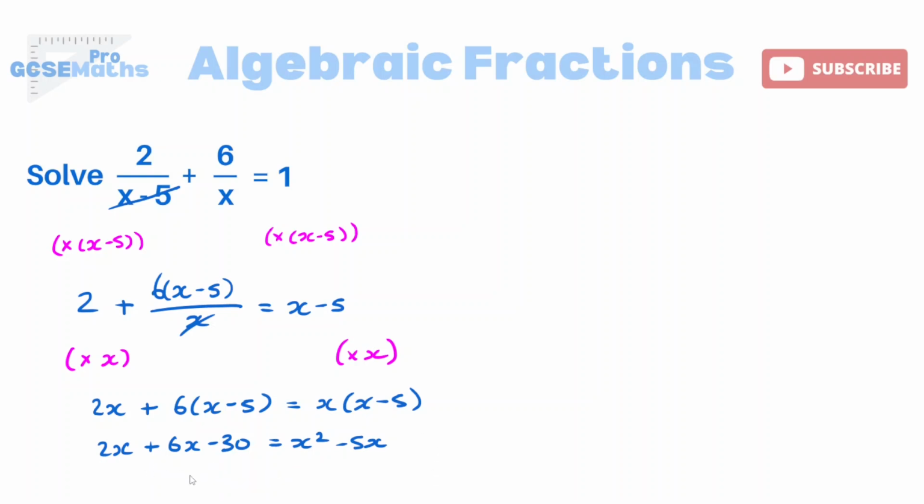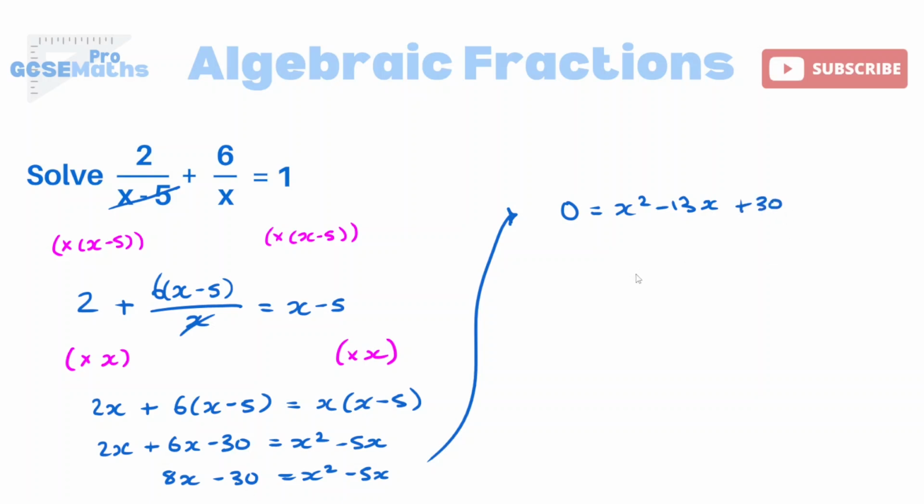First of all, though, I can add together 2x and 6x, and then I'll move everything. So let's bring it up here. 0 on the left, we've got x squared, minus 5x, take away another 8x is minus 13x, and then we're going to need to add the 30. There we go. Now this quadratic I can't simplify any further, that's just as far as it goes, so I'm going to straight away go into factorising.